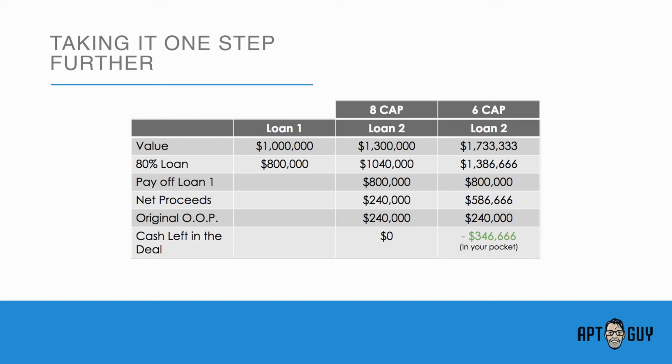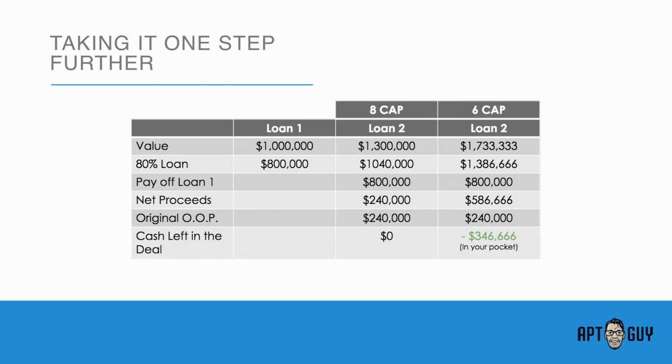Now, let's go look at it on a 6 cap basis. Your new value, we decided, was $1.73 million. Your 80% loan there is $1.386 million. You still pay off the same original loan of $800,000. So the new loan minus the original loan is $586,666. Remember, you put $240,000 into this, and the bank just gave you a net $586,000. So you made $346,000. One additional piece of goodness, this return of your original investment is from loan proceeds and is totally non-taxed.